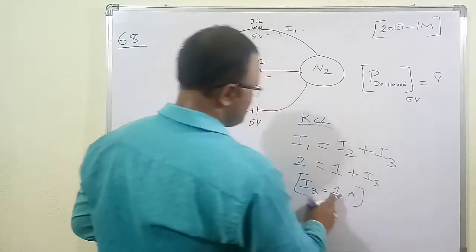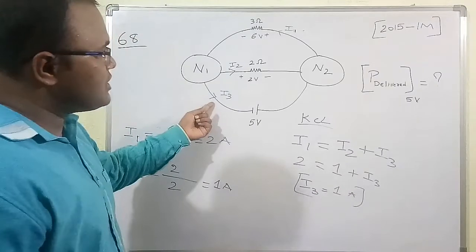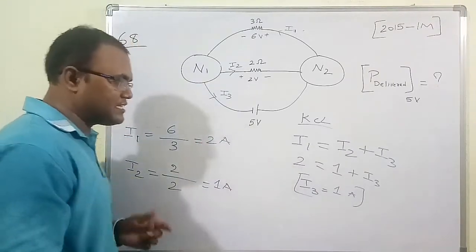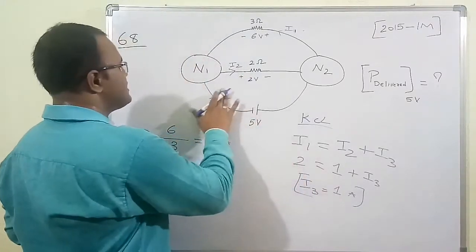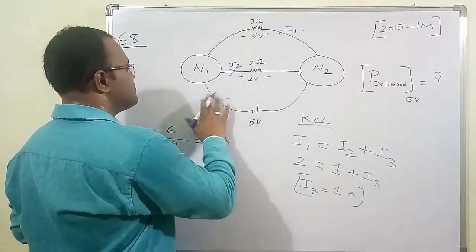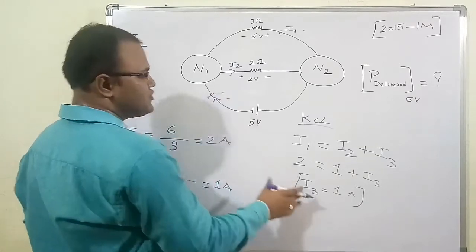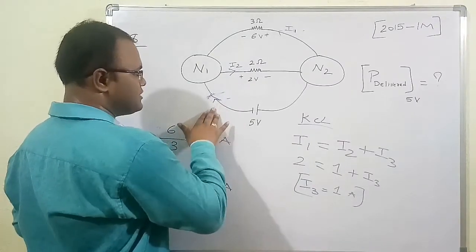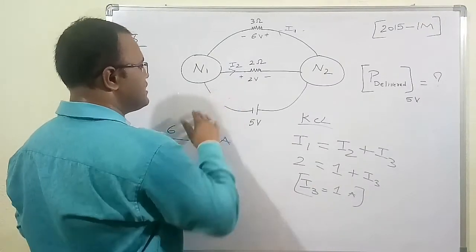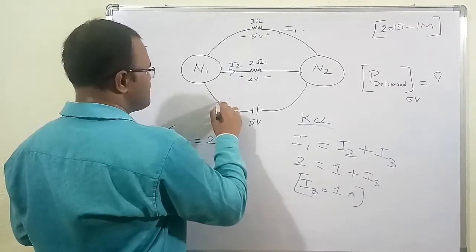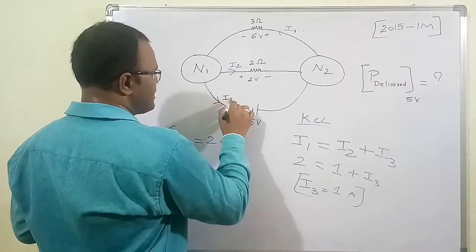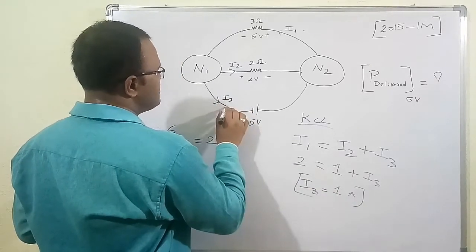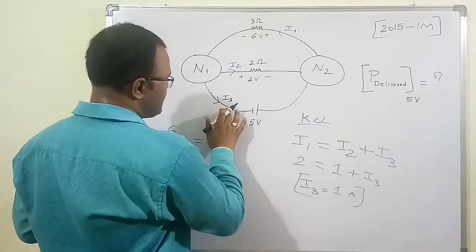And the current value which we got is positive, which means the direction which we assumed in this branch is correct. Suppose if I assume the reverse direction, in the upward direction, then the current you would get is minus 1 ampere, which means the assumed direction is wrong, so we would need to change our direction. But in this case the assumed direction is correct because the current is positive, so the assumption of the direction of the current I3 is correct.